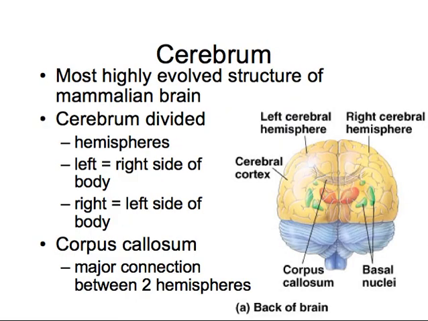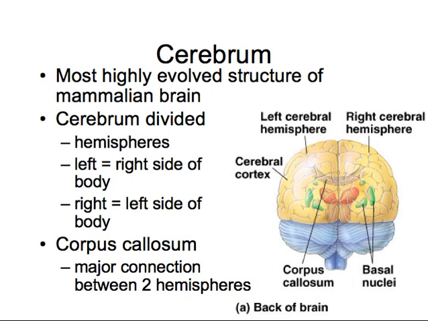Our cerebrum, that is the squiggly stuff. It is the most highly evolved structure of a mammalian brain. Yes, we're mammals, so that would be for us as well. So the squiggly stuff is not the only part of the brain, but the squiggly stuff is a part of our brain.